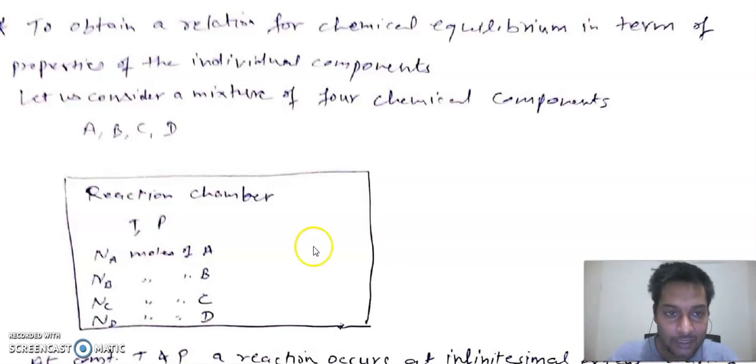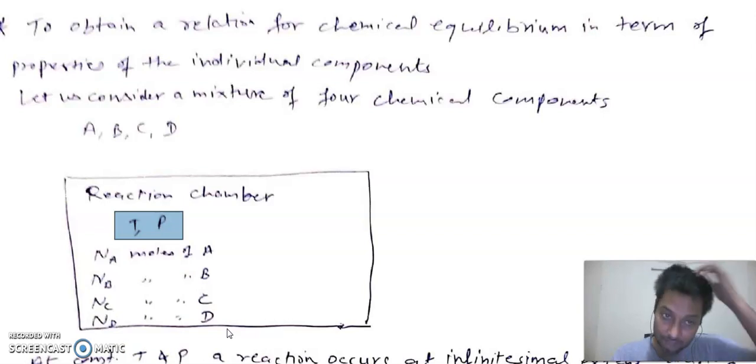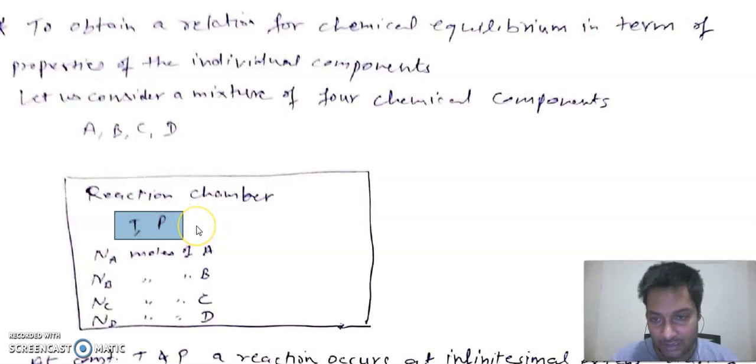The chamber is maintained at a temperature and pressure of T and P, and Na is number of mole of A, Nb is number of mole of B, Nc is number of mole of C, and Nd is number of mole of D. The chamber is maintained at constant temperature and pressure, and the reaction will be such that A plus B reacts to form C plus D.